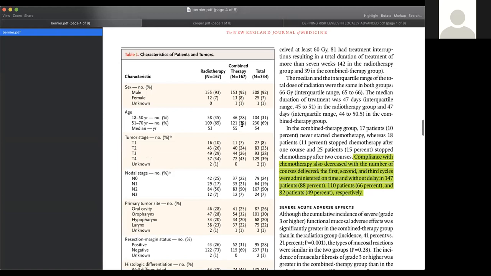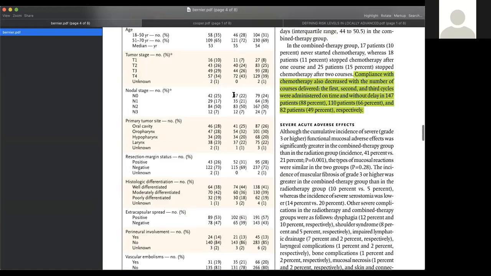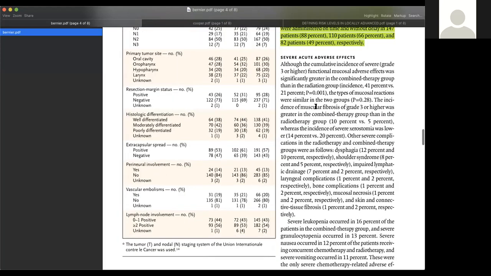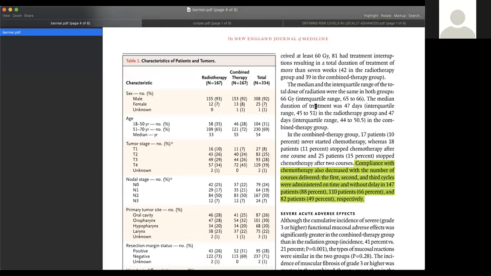Most studies would include the p-value also to show if any of the findings were different between the groups, but this paper has not shown that. So most of the groups are comparable. The only problem in this trial was that their chemotherapy compliance decreased with the courses delivered. That is, the majority of the patients got the first and second cycles, but the third cycle had problems with delay, and only a smaller number of patients got the third cycle of chemotherapy.